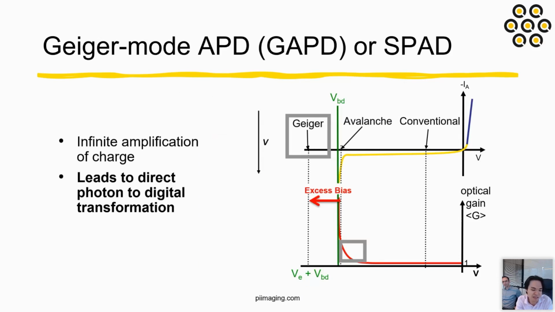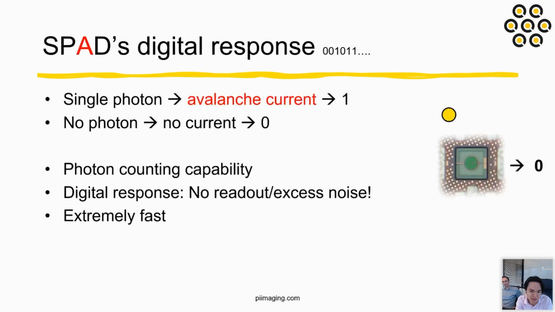In other words, a SPAD works as a photon transducer to a digital signal. So a single photon can create an avalanche current with the infinite gain. This gives you a high level of 1. And when there's no photon, there's no current, it gives you a low level 0. So it gives you this digital response with ones and zeros. So this gives us the capability to do photon counting.